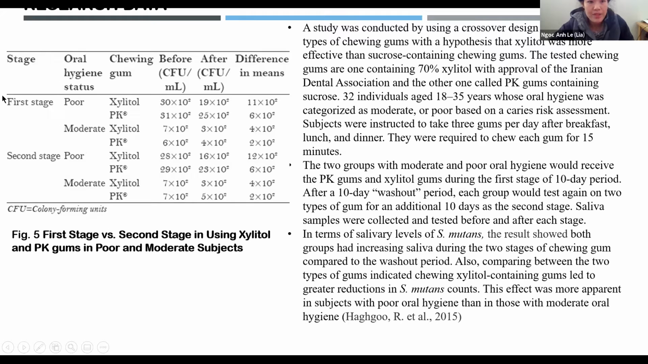So as you can see, for the first stage, for the poor oral hygiene group that used xylitol before and after, if you look at the difference in means, it definitely reduces by half, almost 50% compared to those who used PK gums in the poor oral hygiene group. The same thing in the second stage, the results were pretty consistent with the first stage, almost 50%. In terms of salivary levels, it also showed an increased amount of saliva during the 2 stages of chewing gum.